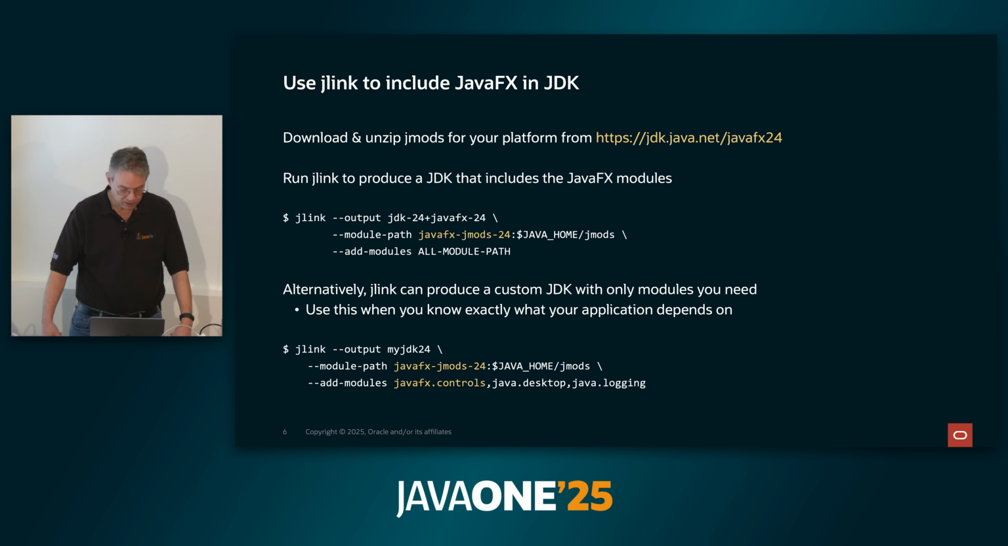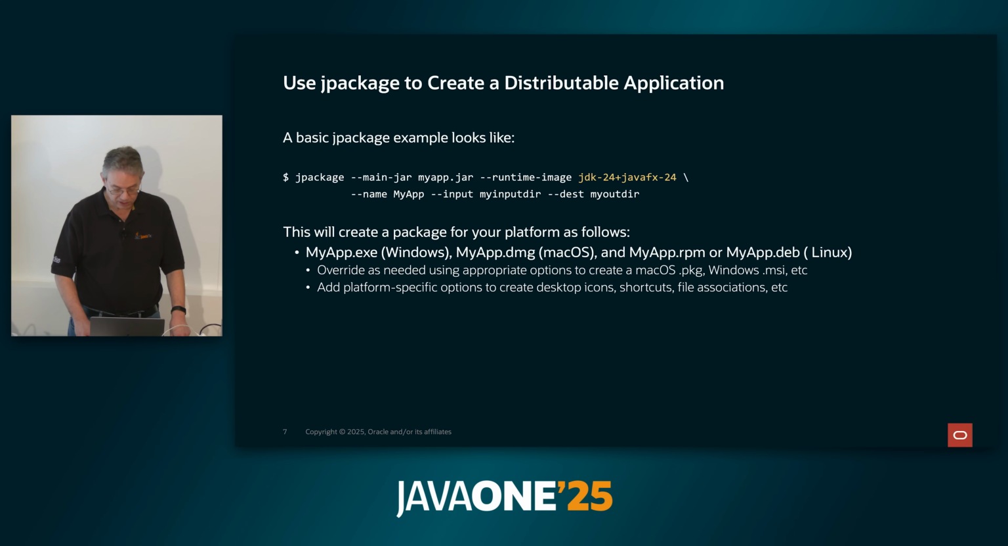And then to use jlink, you just download the JMods from jdk.java.net and run the jlink command to produce a custom JDK. You can either produce just the JDK, and now you have the same thing that you downloaded, only now it has the JavaFX modules, or you can link in your JavaFX application. And then use jpackage to create a distributable application. What that will do is create native installers or packages for Windows, Linux, or Mac.